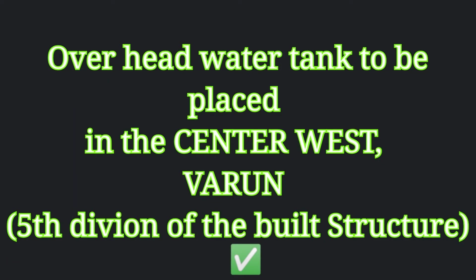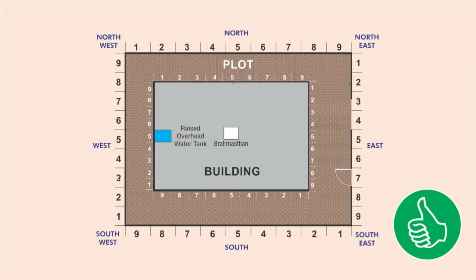Or if it is in a building, you need to divide the west of the building into 9 equal parts and place the overhead water tank in the center of the west, which is governed by Lord Varun. Just in case that single division or single pada, single section is not enough to house your overhead water tank, you can move 2 sections ahead. That is, 1 section towards the northwest and 1 section towards the southwest. So you have 3 divisions out of the 9 divisions to place your overhead water tank.